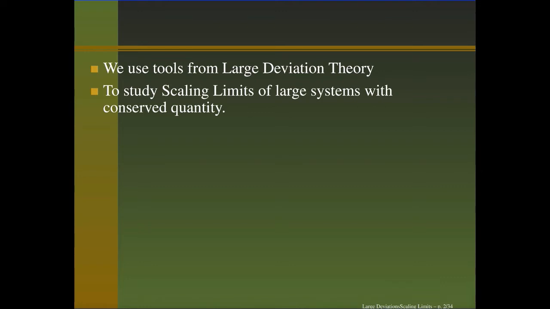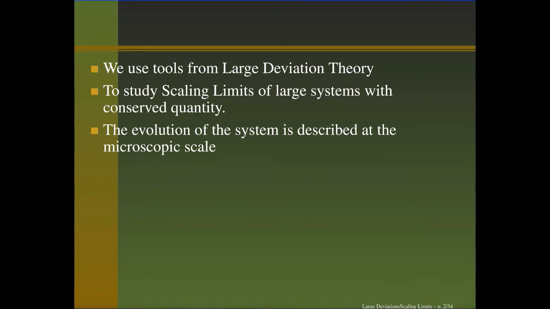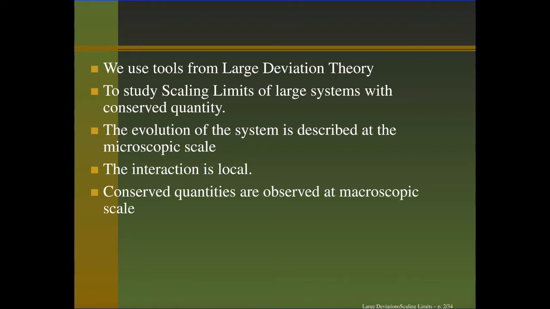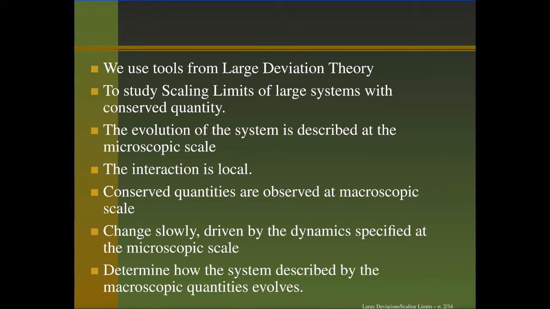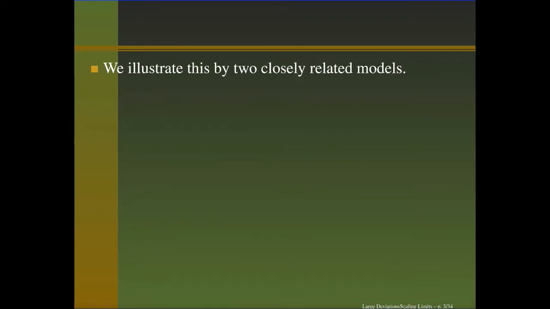The evolution of the system is described at the microscopic scale. The interaction is very local. The conserved quantities, however, are observed at a macroscopic scale. They change slowly, governed by dynamics that's specified at the microscopic scale. We have to determine how the system evolves. We illustrate this by two closely related models.